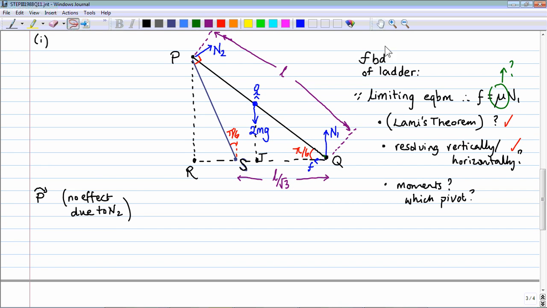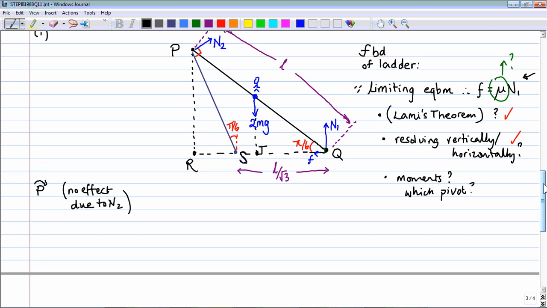Because remember, I'm being guided. I'm starting from this point here, right? So I want equations giving me F and N1. I don't want equations with N2. So moments about P has no effect due to N2. Now let's do some basic geometry to see what happens. The perpendicular distance. Let's just put the distances in as letters here.